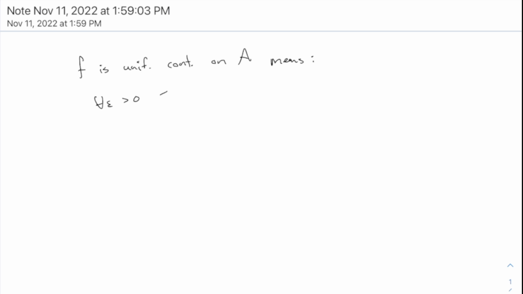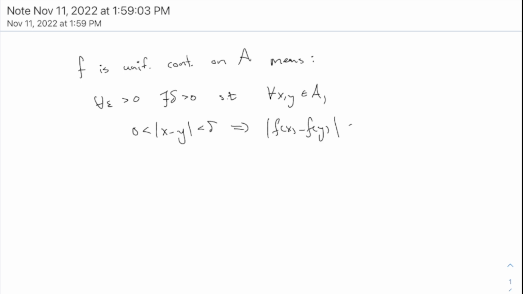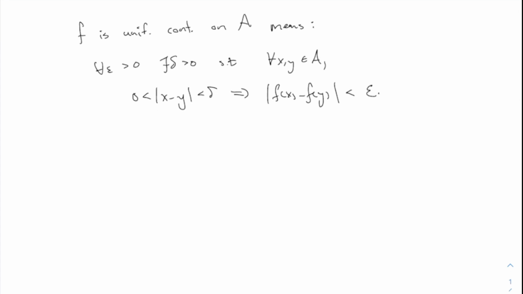For all epsilon greater than 0, there exists delta greater than 0 such that for all x, y in A, 0 less than |x minus y| less than delta implies |f of x minus f of y| less than epsilon. All right, so the uniformness comes in right here.